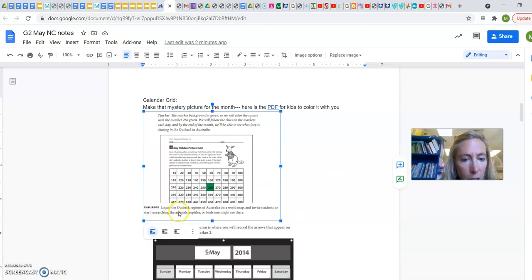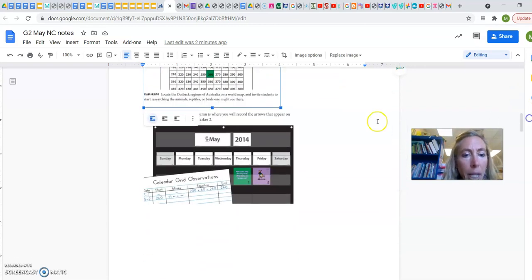And it says here, we will follow the clues on the markers each day, and by the end of the month, we'll be able to see what Joey is chasing in the outback in Australia. And then later on in the month, you could locate the outback regions of Australia on a map. And they could try to research some other animals of Australia. So anyway, they had something similar in first grade also.